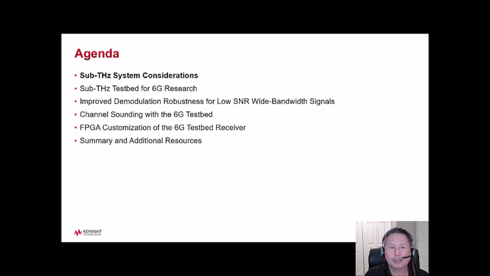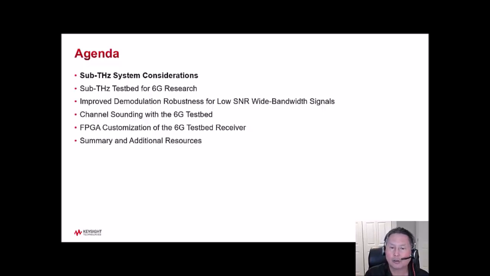Now, getting to 100 gigabit per second will likely involve high symbol rates, high order modulation with wide modulation bandwidths at Sub-Terahertz frequencies, which in turn will result in low signal noise ratio or SNR. It can be difficult to demodulate signals in a low SNR environment, so we'll show and demonstrate recent enhancements made to the testbed's VSA software to enable more robust EVM measurements to be performed on low SNR signals.